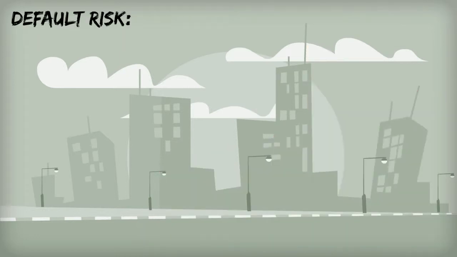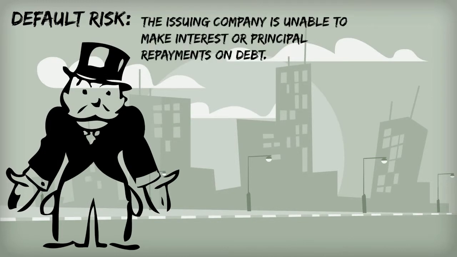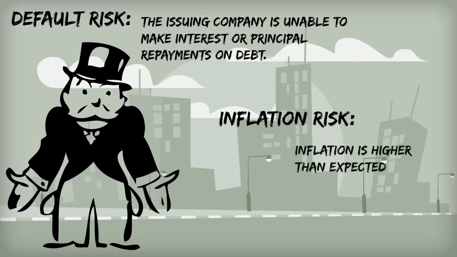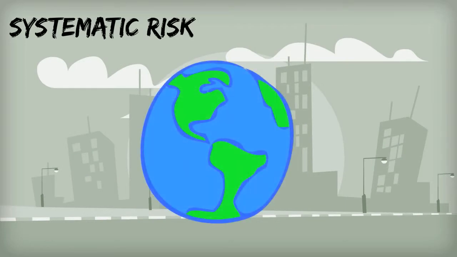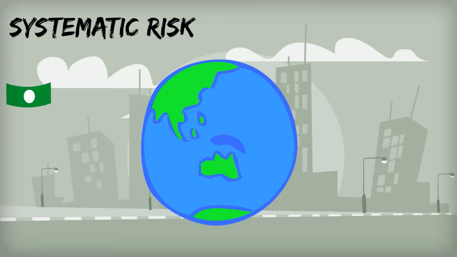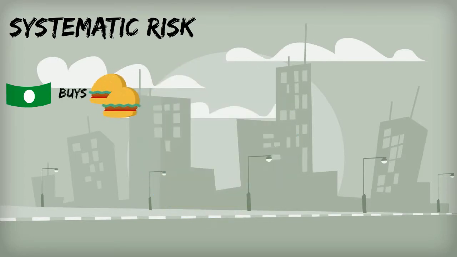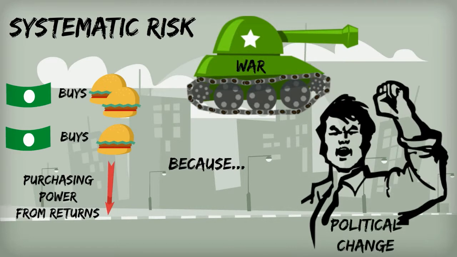Default risk. If the issuing company is unable to make interest payments or principal repayments on debt. Inflation risk. Inflation turns out to be a higher rate than was accounted for in financial calculations or in discounted cash flow analysis. Systematic risk. General risk for investors can increase because the dollar's true purchasing power from returns is reduced due to war or political change, a risk that cannot be eliminated through diversification.